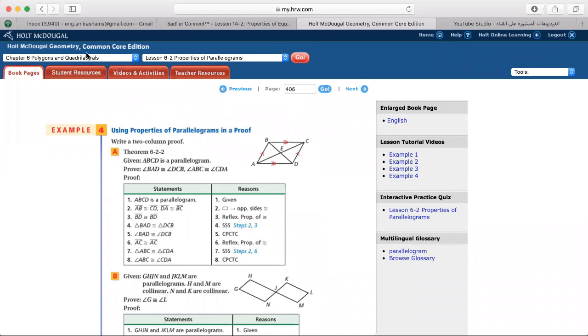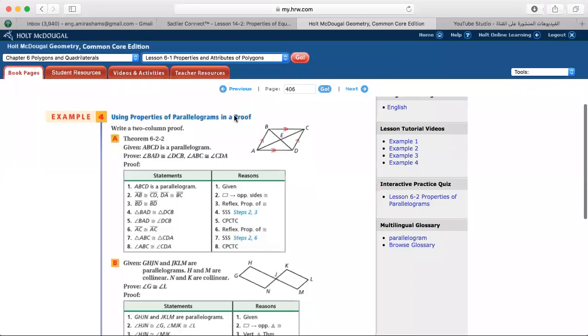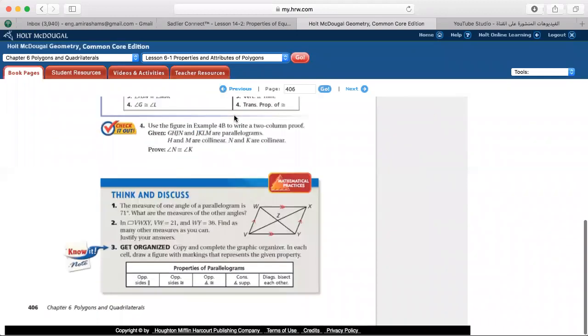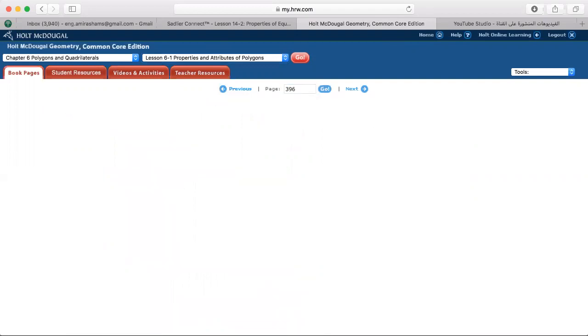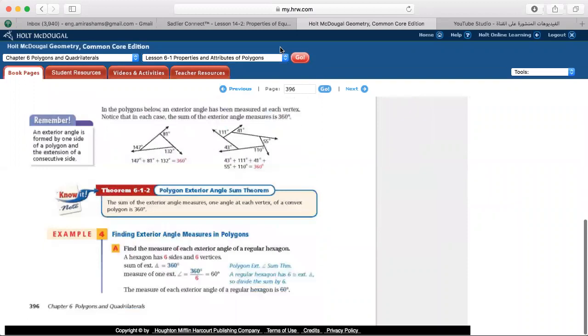About Tala's question, I want you to go back to lesson 6.1, please. Okay, Tala, what was your question? Exterior angles, right? It's page 396. Yes, Tala, correct?